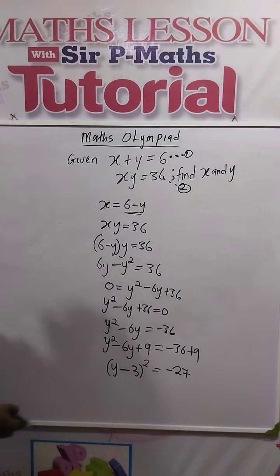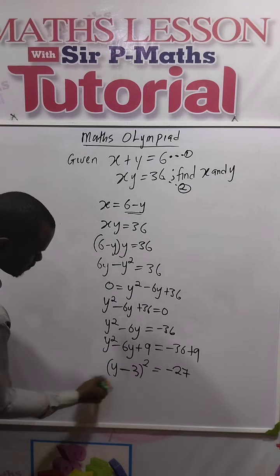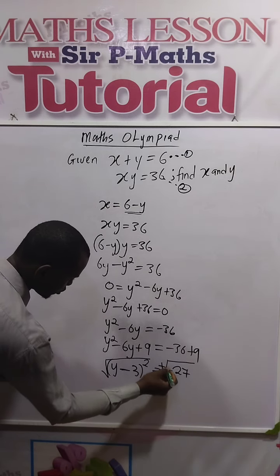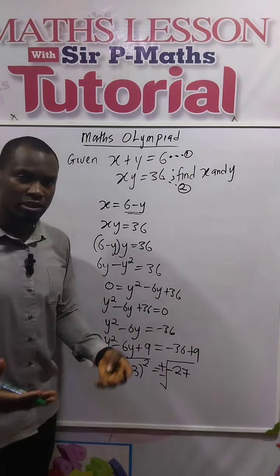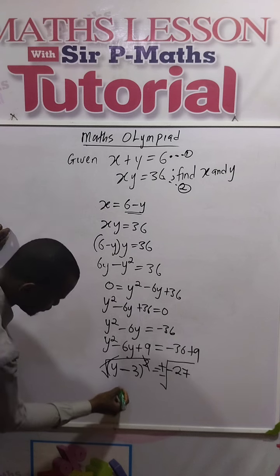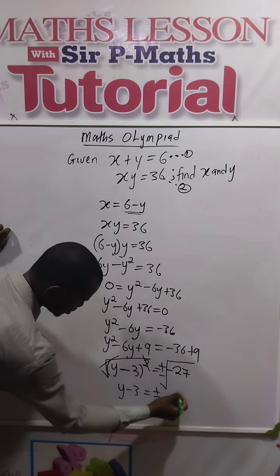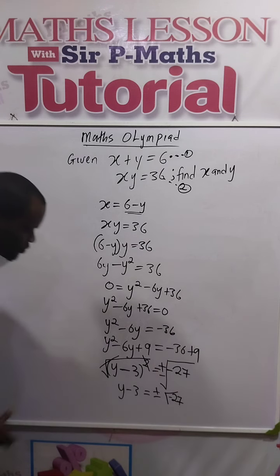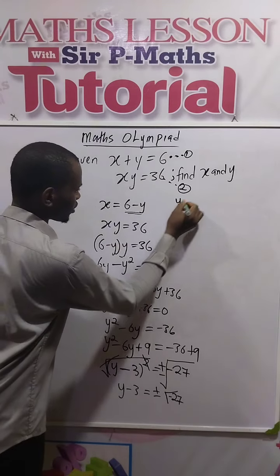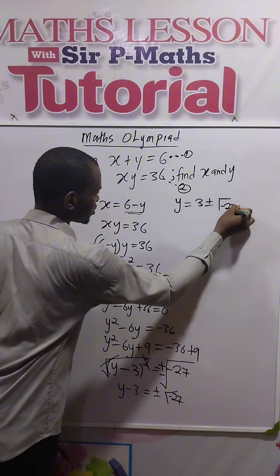All right. So we are going to take the square root of both sides so that we can open this bracket. If I take the square root of here and the square root of this, I will have to put plus and minus since we are solving a quadratic equation. Now, the square root cancels out the square. So we have y minus 3 equals plus or minus the square root of minus 27. Now, we can take this 3 to the right hand side so that we now have y equals 3 plus or minus the square root of minus 27.